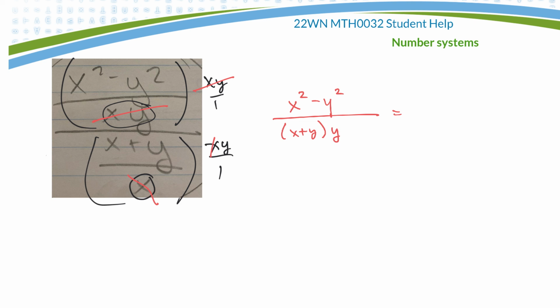And again, I can factor that top. It's a difference of squares: x minus y, x plus y, over x plus y times y. These cancel. Final answer, x minus y over y. Okay, hopefully that helped you with those complex fractions.